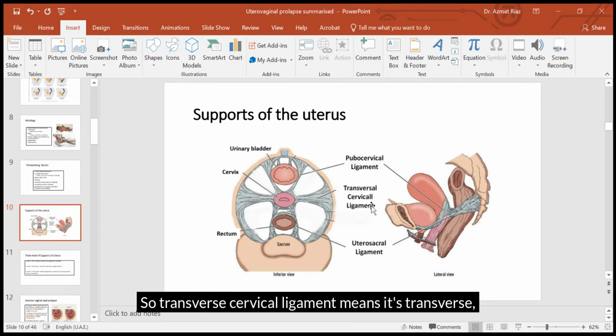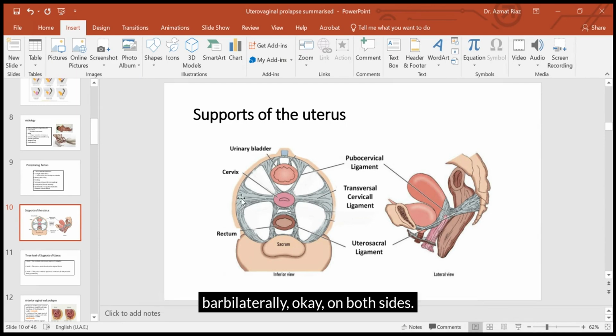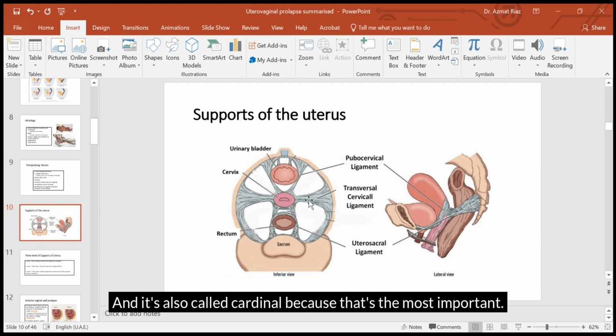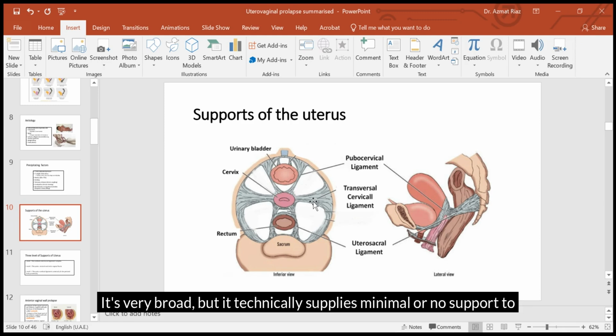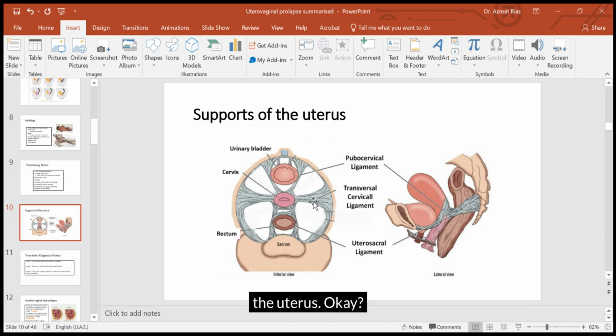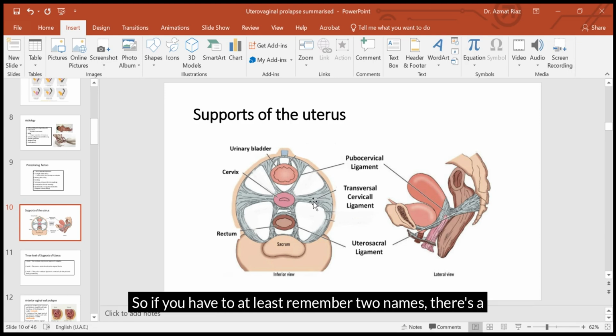Transverse cervical ligament means it's transverse, bilaterally, on both sides. It's also called cardinal because it's the most important. Now there are some ligaments in the pelvis which are big in size but do not have any role in supporting the uterus. For example, the broad ligament. The broad ligament is very broad, but it technically supplies minimal or no support to the uterus. So if you have to remember at least two names, they are the transverse cervical ligament and the uterosacral ligament.